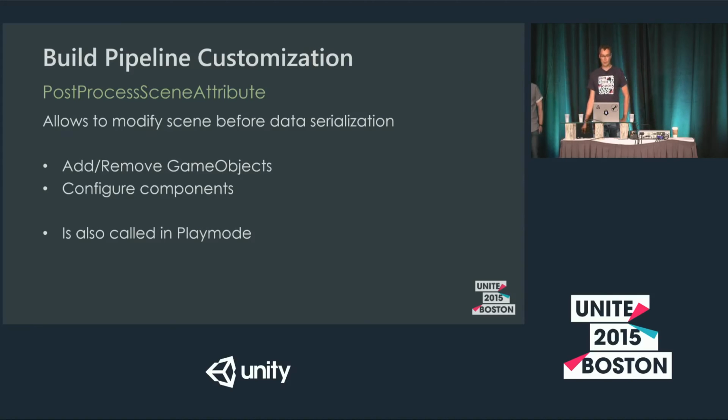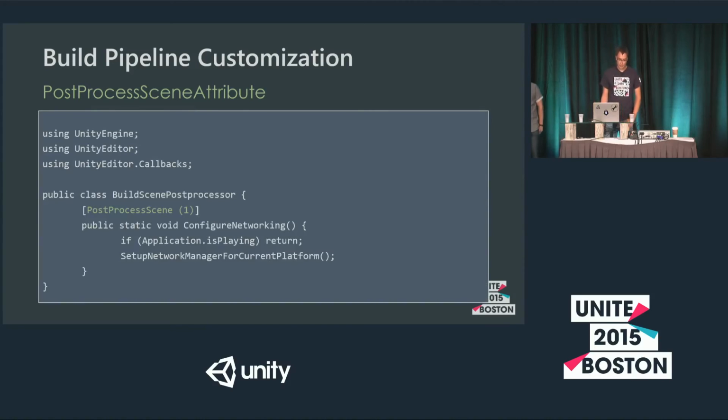So you can add, remove components, game objects, depending on the build platform you're targeting, or depending on marketplace you're targeting. So you can add ads, logos, whatever you want. And it's also called during play mode, so you can see consistent picture inside editor and player. Here is an example of post-process scene where we can just change server URL for our multiplayer game depending on current platform.